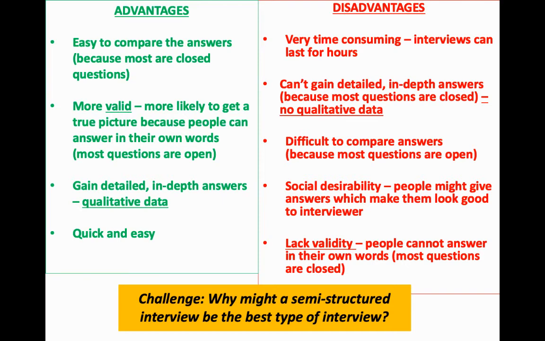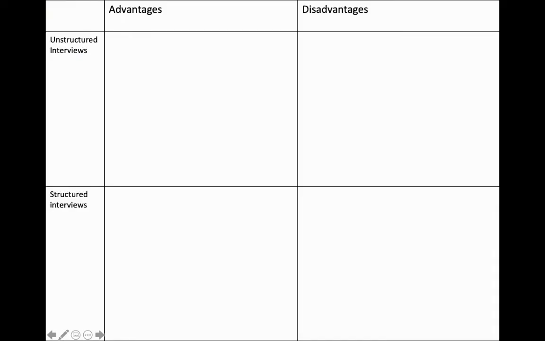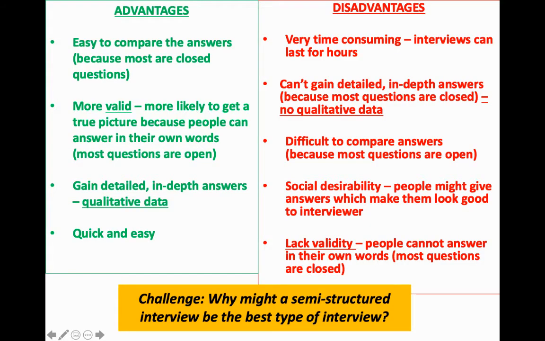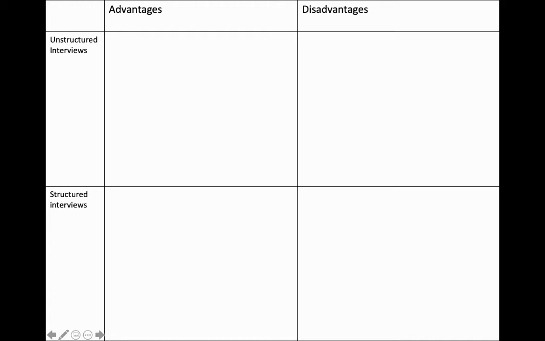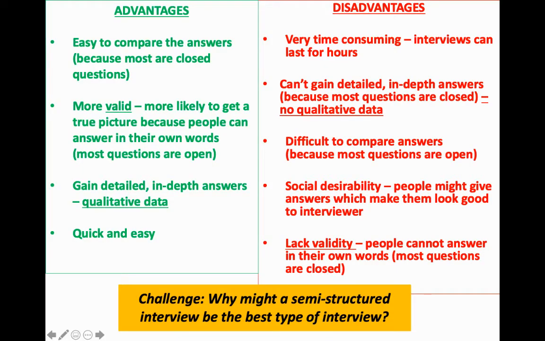Okay, nice. Hopefully you would have had a chance to copy down that table. On the board, as you can see, I've got a set of advantages and disadvantages. I've already sorted them into advantages and disadvantages. Your task is to sort these advantages into advantages for unstructured and structured interviews, and these disadvantages for unstructured and structured interviews. We already know the advantages and disadvantages, but you need to sort them into these two categories.